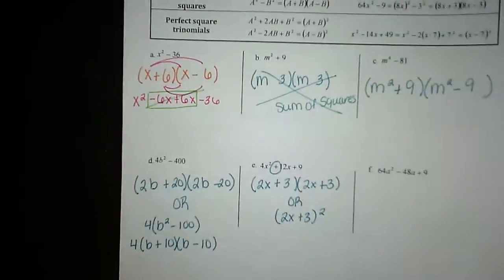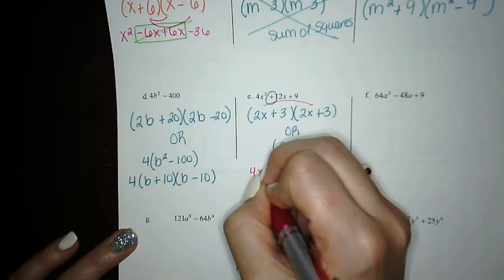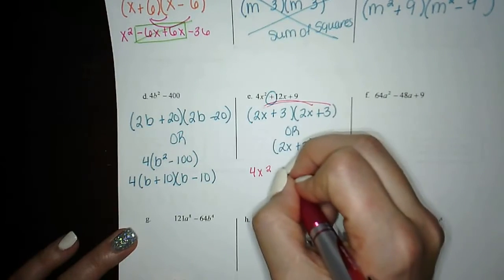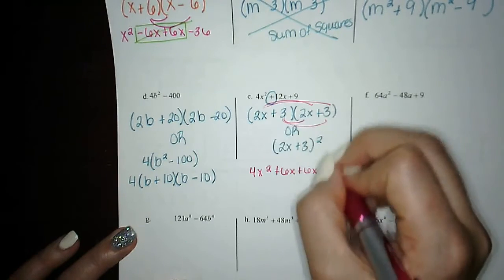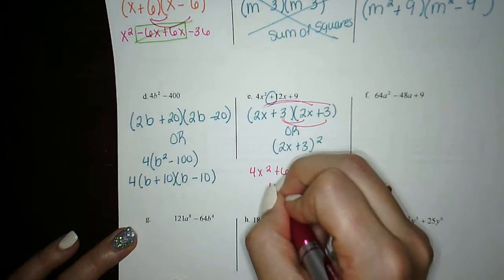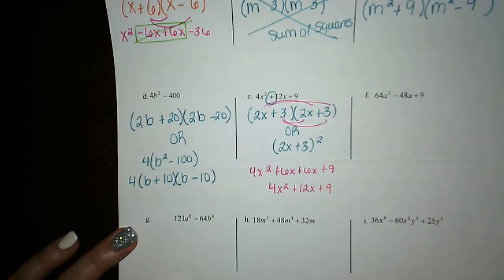So we have 2x times 2x is 4x squared. 2x times 3 is 6x. 3 times 2x is 6x. 3 times 3 is 9. 6 plus 6 is 12. That's your answer.